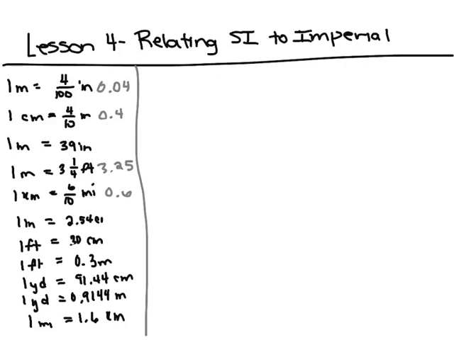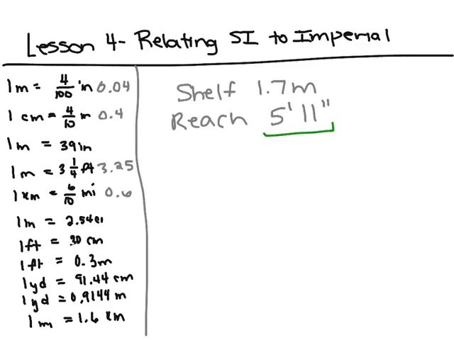Okay, a school librarian needs to reach a shelf that is 1.7 meters high. We know that her reach is 5 feet 11 inches. Now we want to know if she can reach the shelf. So there's a couple things that we can do. We can convert the 5 foot 11 inches into meters, or we can convert the meters into inches. So I'm going to do it the way of converting this into meters.